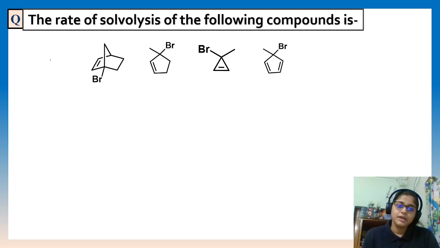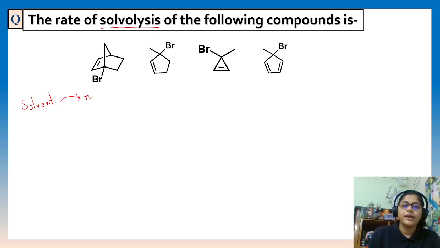Now another question. Answer it quickly. The rate of solvolysis of the following compound is. Now solvolysis. You are confused again, right? Okay. Let's first solve what is solvolysis. Solvolysis is a reaction where solvent molecules, okay, for a reaction we have to give a medium, right? The solvent molecules are there which are acting as a nucleophile.